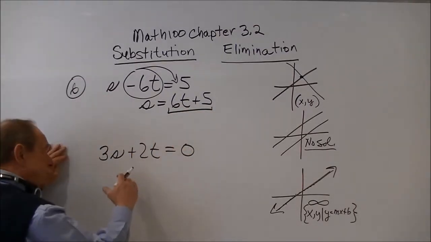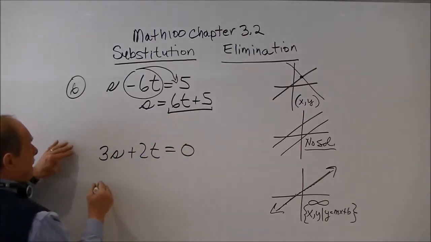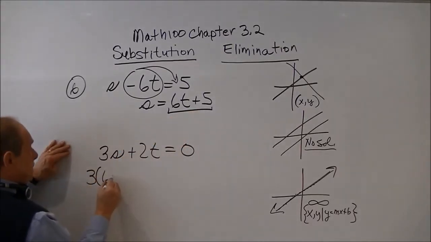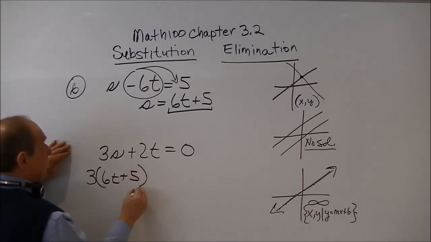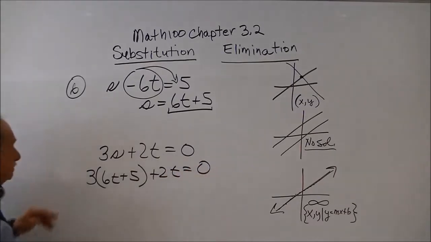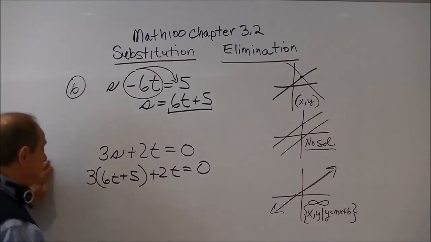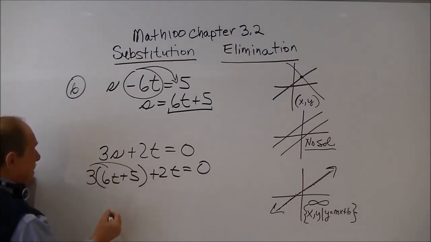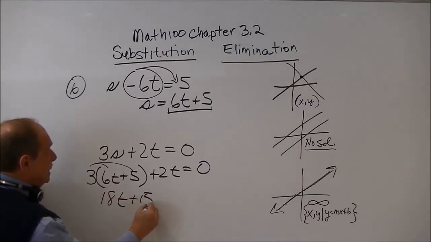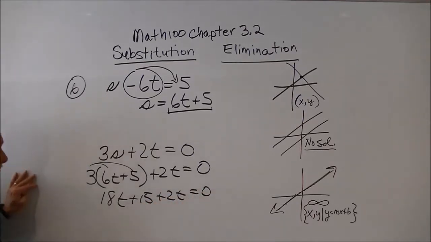We go to our other equation, and where there's an s, we put this in there. So it's going to be 3 times our value for s, which is 6t plus 5, plus 2t equals 0. And again, lots of techniques from solving equations. So we get rid of our parenthesis: 18t plus 15 plus 2t equals 0.